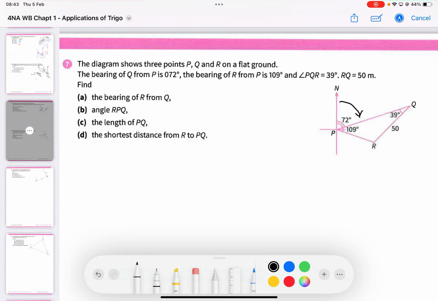Okay? Angle PQR. This one has nothing to do with bearing already. They are just telling you this angle. When I see from the top, there is an angle here that is 39. RQ is 50 meters. Then find the bearing of R from Q. So we want the bearing from Q.